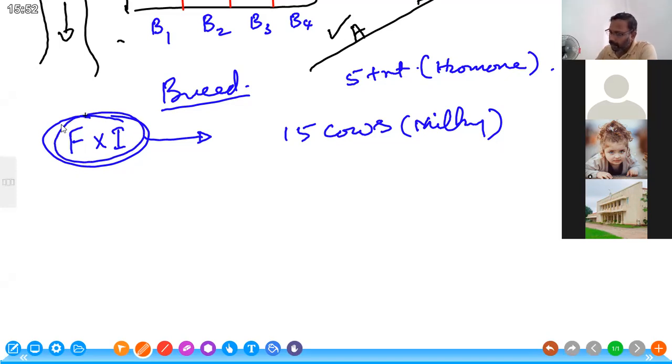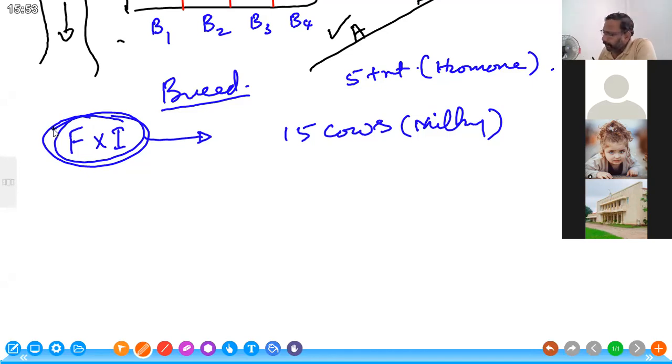I mean crossbreed, Frisian. I'm not sure it will work with Frisian. Maybe Ayrshire, I'm not sure. Frisian, does it work? Ayrshire or maybe another European breed might work, right? Jersey or Ayrshire. I'm not sure about the Frisian. Anyhow, we will take this as an example.